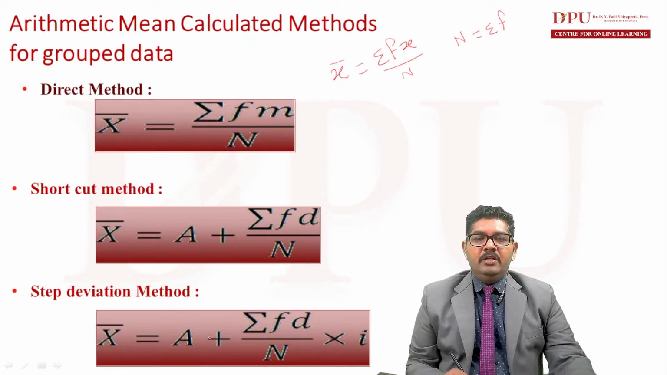Again we have step deviation method. So a plus summation of fd dash divided by n. So deviation divided by class width we take here instead of deviation. So we take step deviation. So here this particular deviation d is equal to x minus a, that is individual x values minus assumed mean, and in case of d dash, that is in case of step deviation, we use d dash is equal to x minus a divided by i, where i is the class width. So you can use h instead of i also. In some books or in some references, class width is denoted by h also.